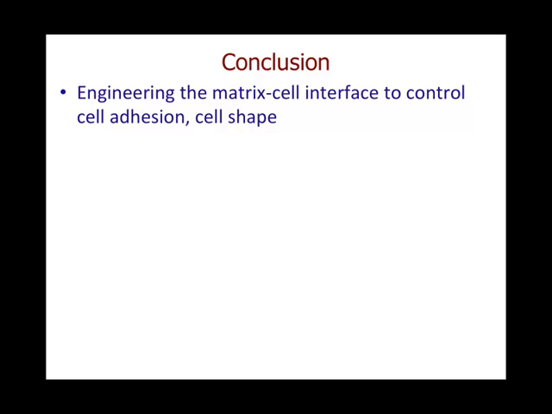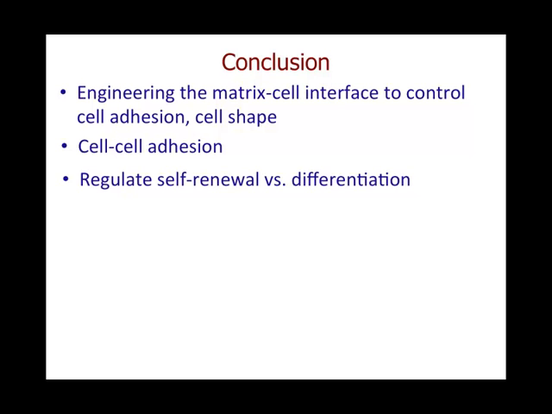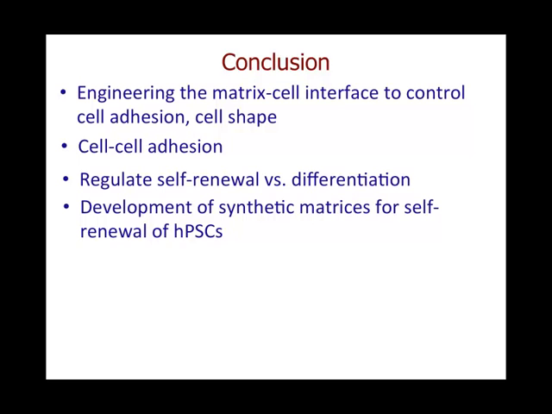By engineering the interface, we can control the cell matrix adhesion or the cell shape. We can also control the interface to increase the cell-cell interaction, because embryonic stem cells need to grow as a colony. So you don't want a material which pulls the cells and spreads them. You want them to be in the right shape so they can adhere with other cells. So cell-cell adhesion. So you can regulate self-renewal versus differentiation, or proliferation versus differentiation.